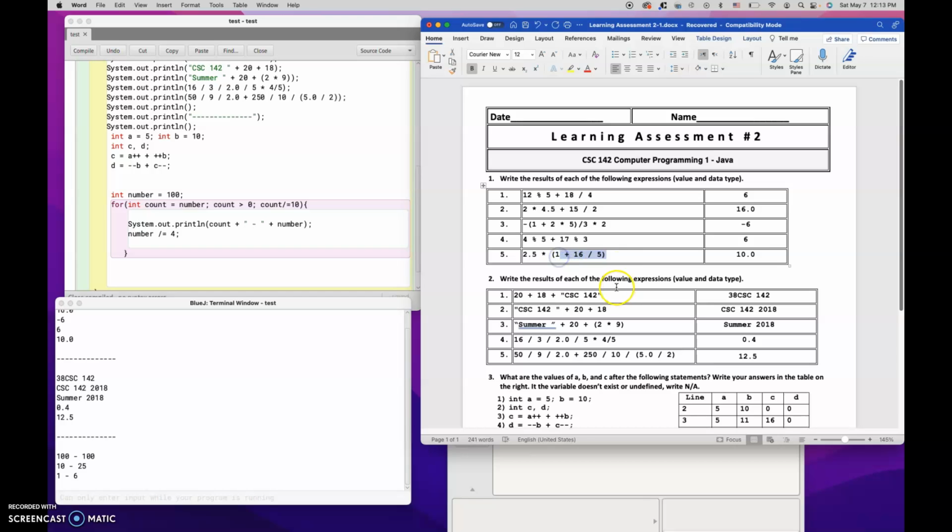All right, the fifth line, we have 2.5 times, and we have parentheses. Parentheses always comes first, and inside the parentheses we're gonna start with the divide. It has more power than the addition, so it's 16 divided by 5. Again, this is an integer, so we're gonna say 3 times 5 equals 15. The remainder is 1, but since it's integer, we're gonna say 3 plus 1, which is 4. 4 times 2.5, 10.